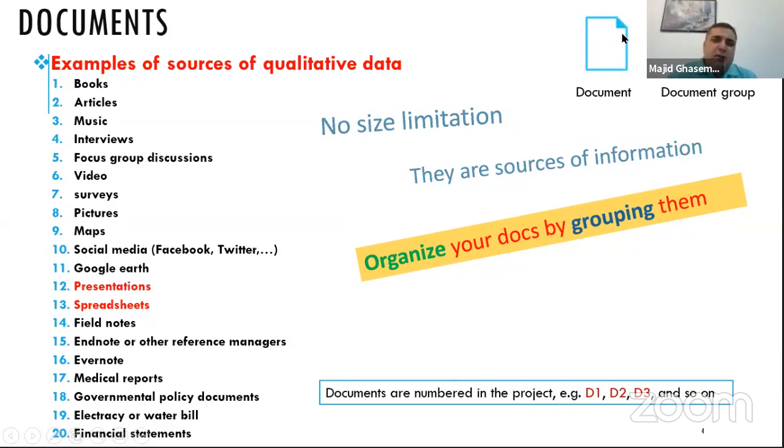So I would like to ask you to try to keep these icons in your mind, because when we are doing some examples, I think it will be more understandable for you. And the other important issue is that when you import any documents into your project in Atlas TI, the documents will be coded with D1, D2, D3, etc. So each document will have one number starting with D: D1, D2, D3, and so on.